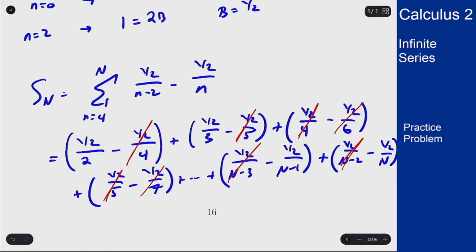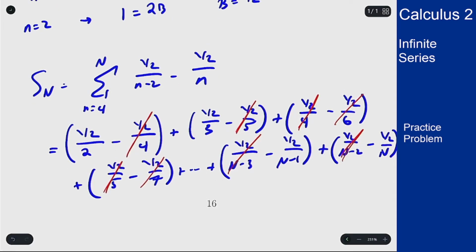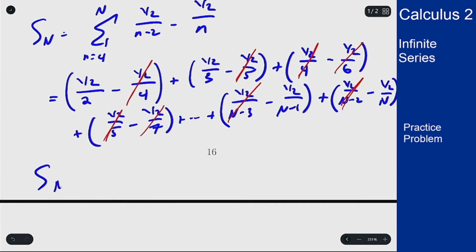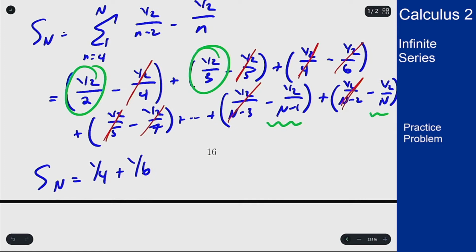So what I learned from all of this is that I can write S sub N as these first two terms that survive, which is 1/4 plus 1/6, and then minus these last two terms that don't get canceled out yet, but they would if I added more terms into my series. So minus 1/2 over N minus 1 minus 1/2 over N.